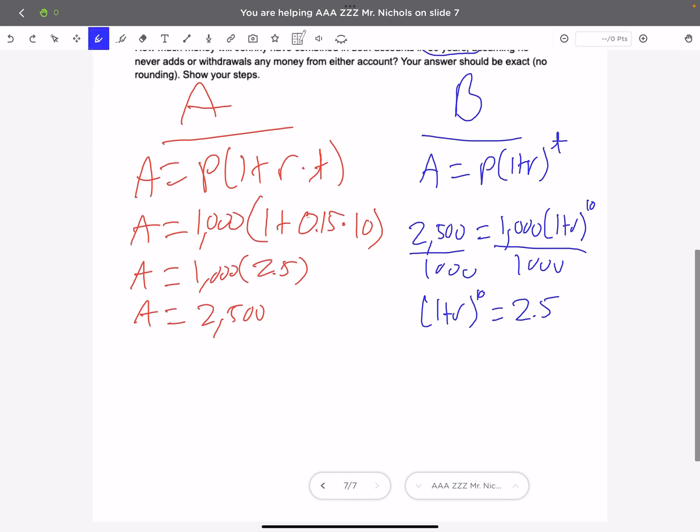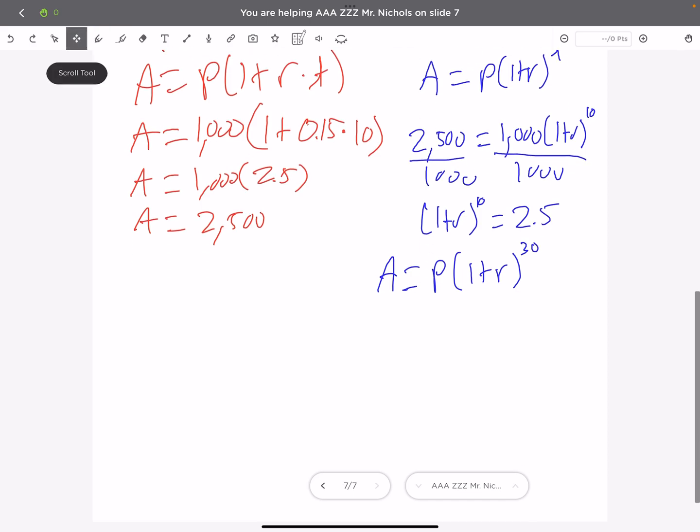All right, so let's actually look and see what would be in 30 years. So this is A is equal to P times 1 plus R to the 30th. Well, we know our P is 1,000. We can go ahead and put that in. A is equal to 1,000. Now, instead of writing it as 30, I can write it as 1 plus R to the 10th and then raise that to the third. Because remember, if I multiply exponents, 10 times 3 is equal to 30.